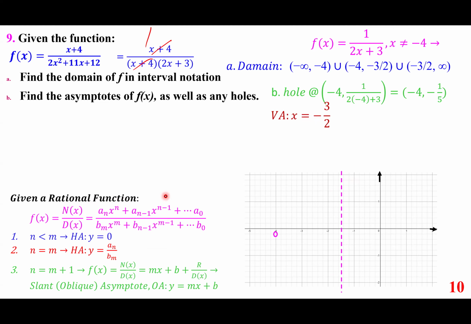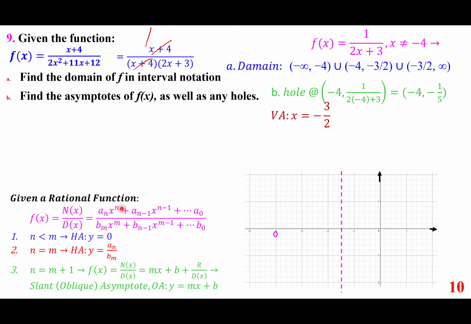Now, given a rational function, I want to remind you how we learned the asymptotes in previous courses. I already explained the vertical asymptote, set the denominator equal to 0. That's all. Of course, not this one. It's simplified. If f of x is n of x over d of x, n is the numerator a sub n x to the power of n to a sub 0. D of x is the denominator b sub m x to the power of m to b sub 0. If n is less than m, that means the degree of the numerator is less than the degree of the denominator. The horizontal asymptote is the x-axis, which has the equation y equals 0.